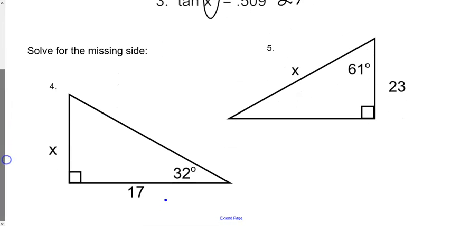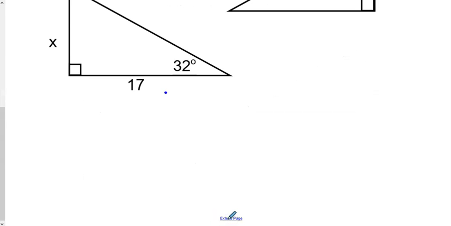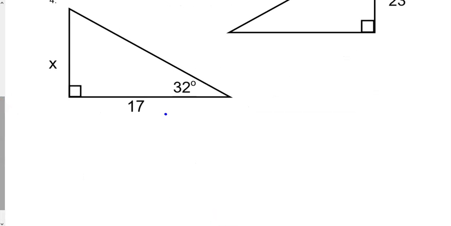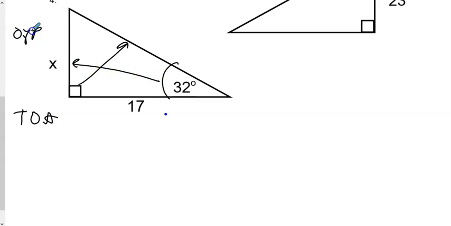Now, solve for the missing side. So what we have here, number 4, is a right triangle. Here's our angle. So let's see what we have. Notice we do not have the hypotenuse. So that means sine and cosine are out. So we know it's got to be TOA. Opposite, that helps the label, and this is the adjacent, right there. So tangent of our angle equals opposite over adjacent.